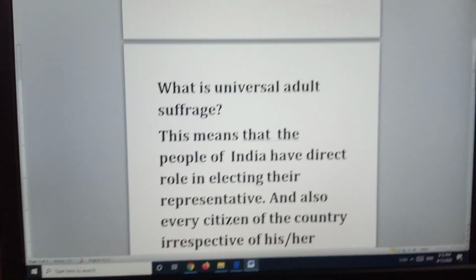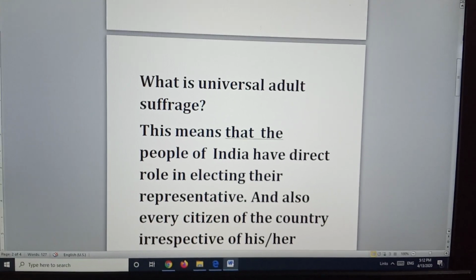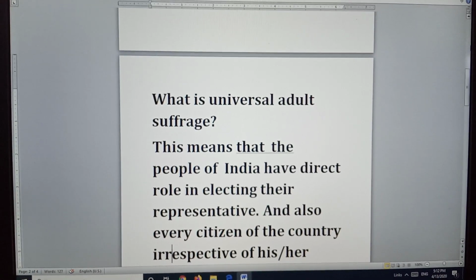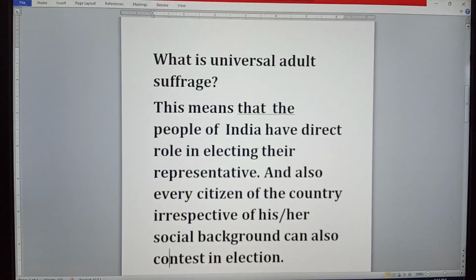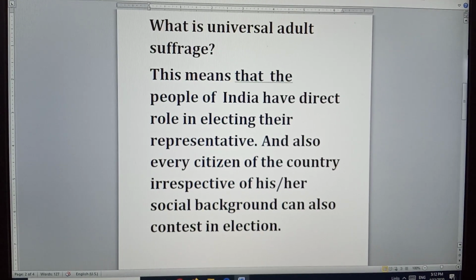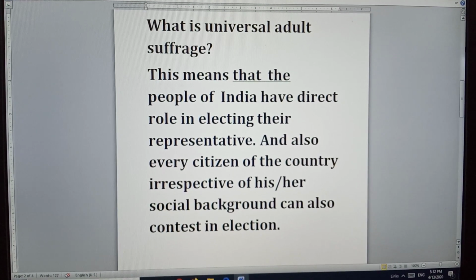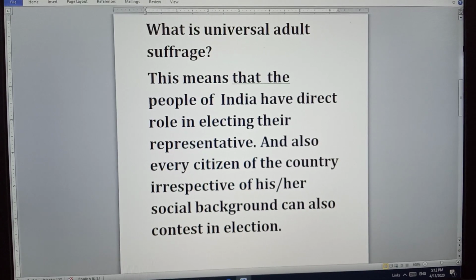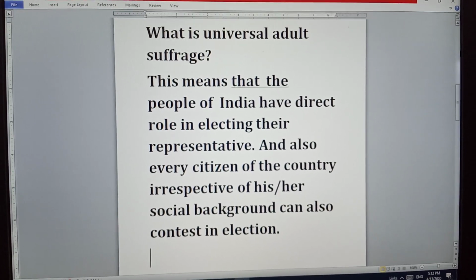What is universal adult suffrage? It means that the people of India have a direct role in electing their representative, and also every citizen of the country, irrespective of his or her social background, can also contest in election. It means in future you can also contest the election and cast a vote.